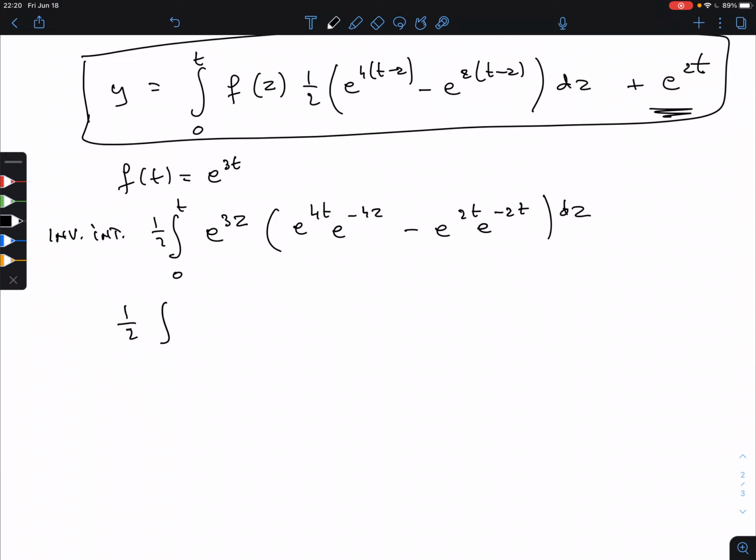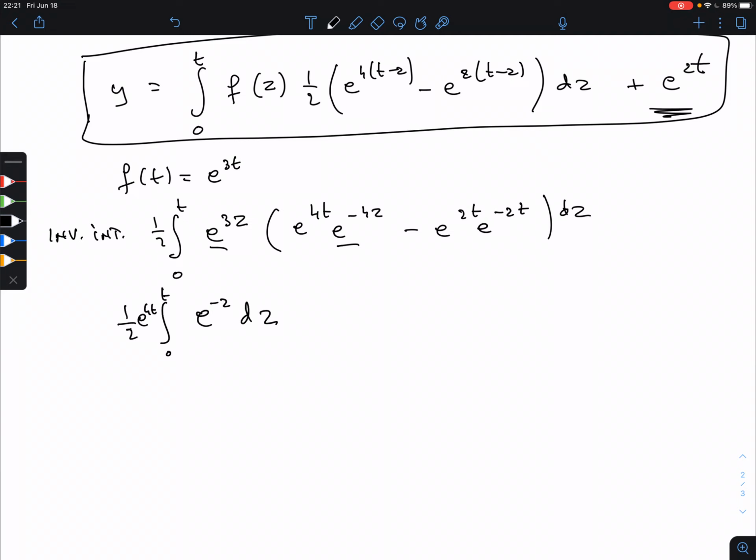So get a half from 0 to t. What do we do? Well, expand. So let's see. We have 2 powers of z here. So if I add them up, I get e to the minus z. And then I have this e^4t. Now, that I can take out, e^4t. Okay? And that's the only thing left, dz.